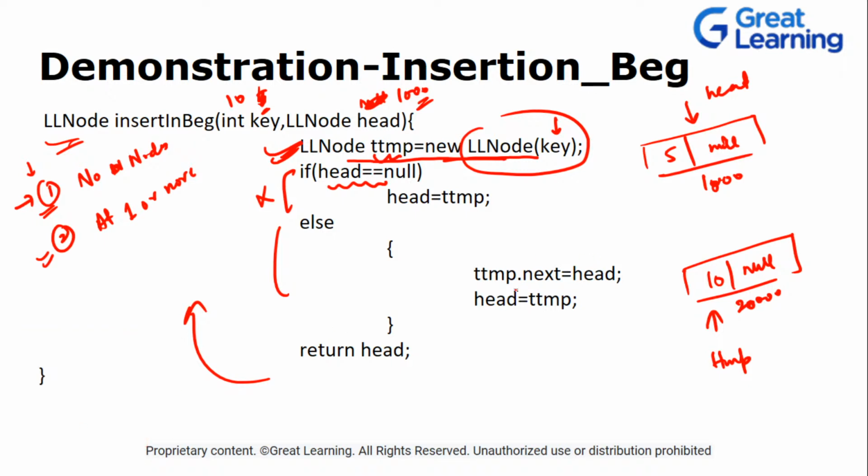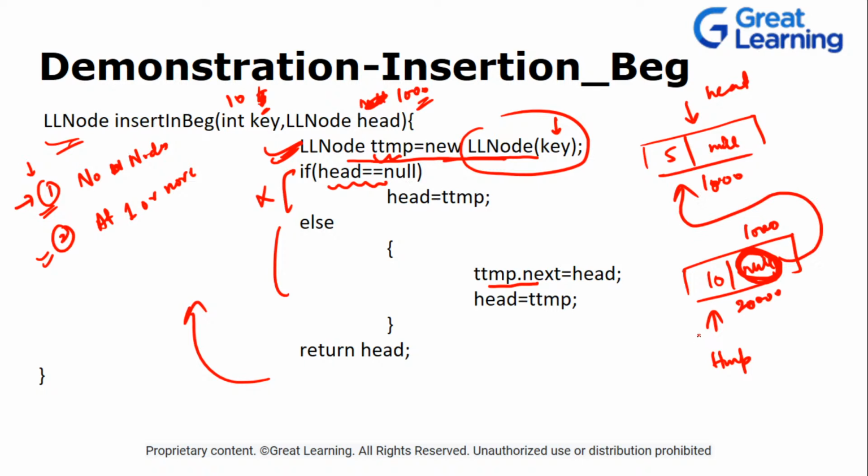Now let's go back. So now what I'm saying, temp.next. What is temp.next? That means we are talking about this node, this particular position. We are saying insert head into it, so head is pointing to 1000, so we are inserting 1000 in it. That means this is pointing to this node.